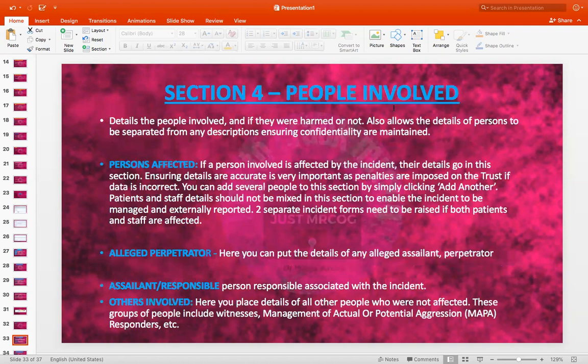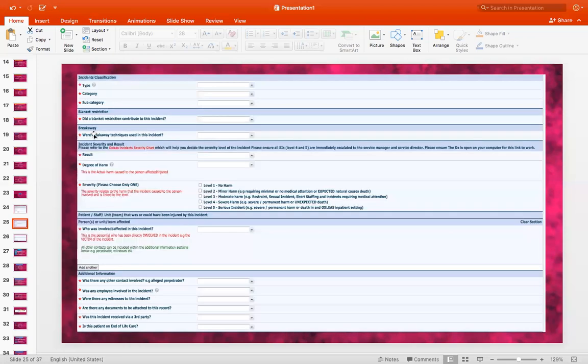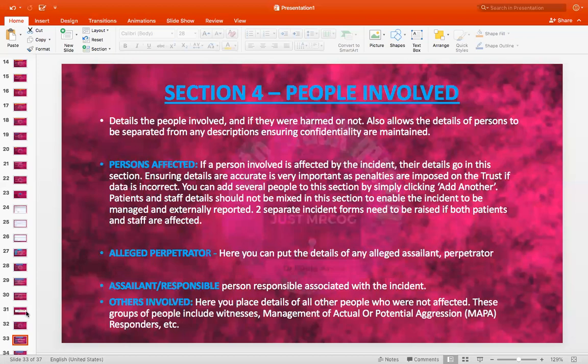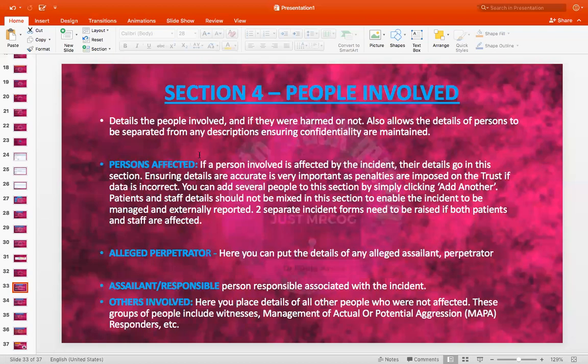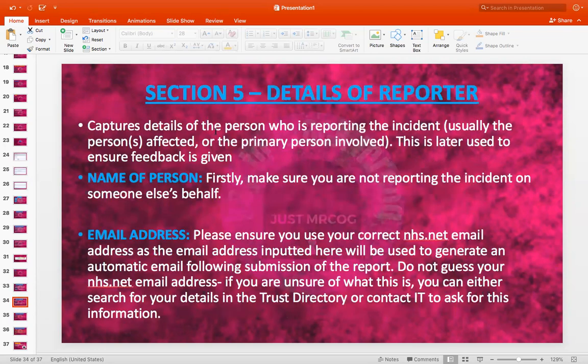Now, section 4, the people involved. So person affected, alleged perpetrator, then the silent, other involved. So here in section 4, you have to search section 4, where these are the details you are supposed to teach your junior. I have mentioned every section. I've written every section separately, so it will be easy for you to understand what you are supposed to teach to a junior while filling these three forms.